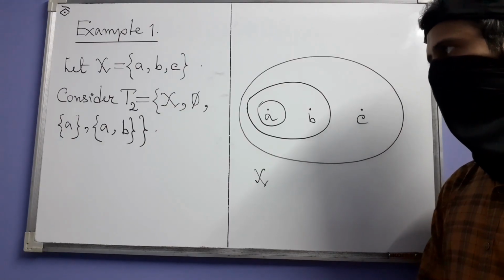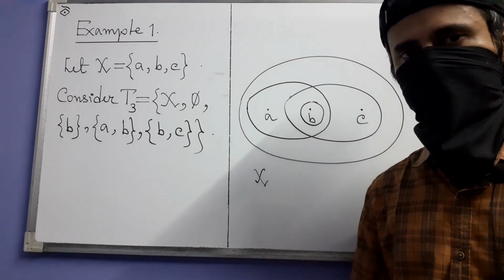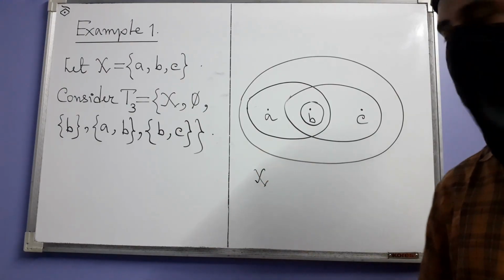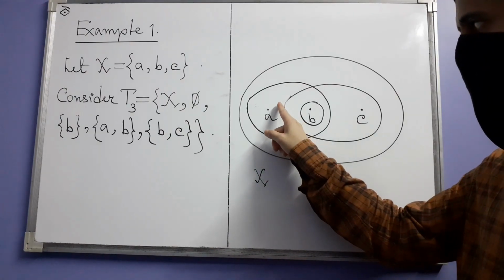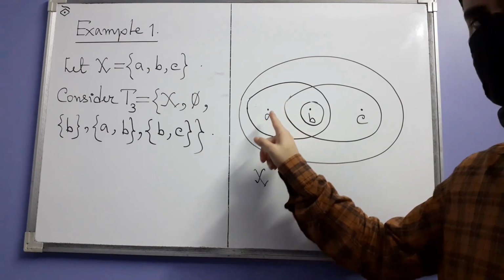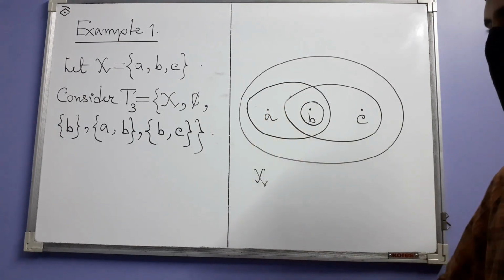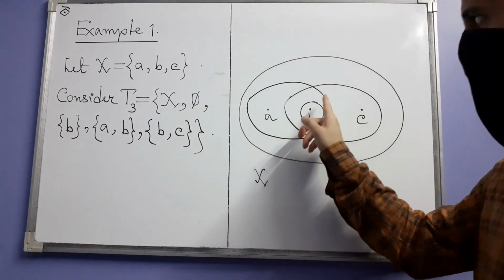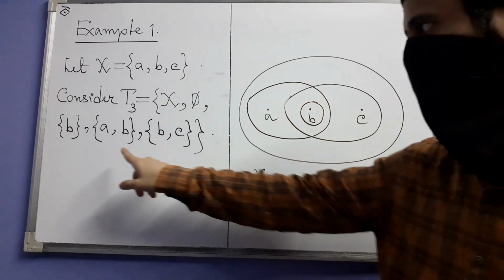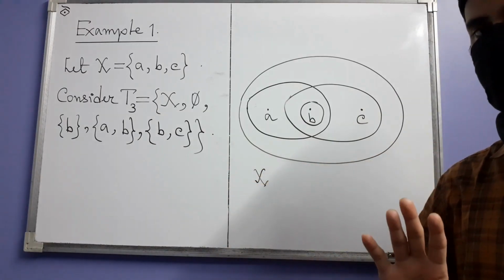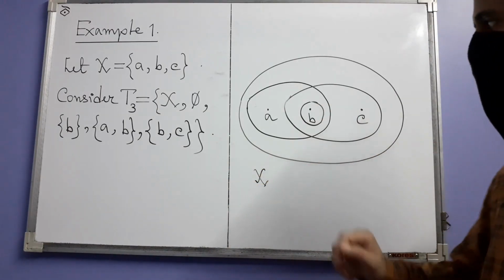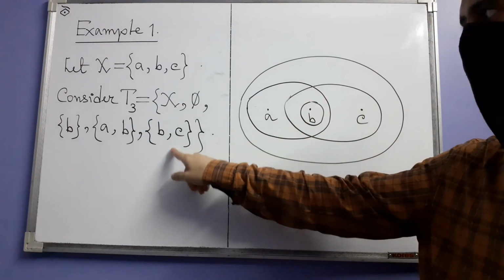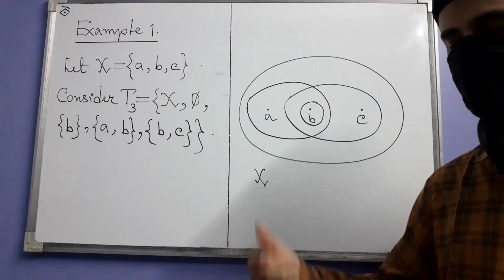Next, collection T3. This time it's a little bit different. You can see that we no longer have that singleton set consisting of A. Instead, we have the singleton set consisting of B. But the pair set consisting of A and B is still here, just like T2. But there is one more pair set, B comma C. And X and the empty set are there.